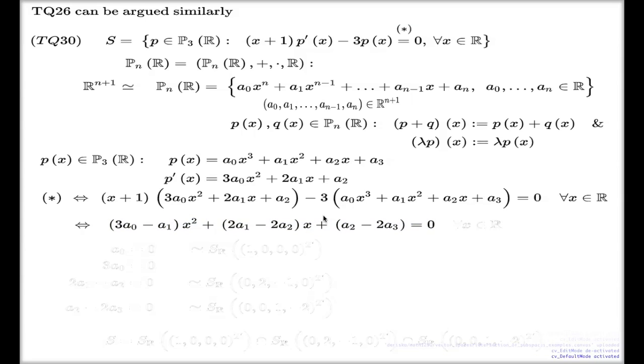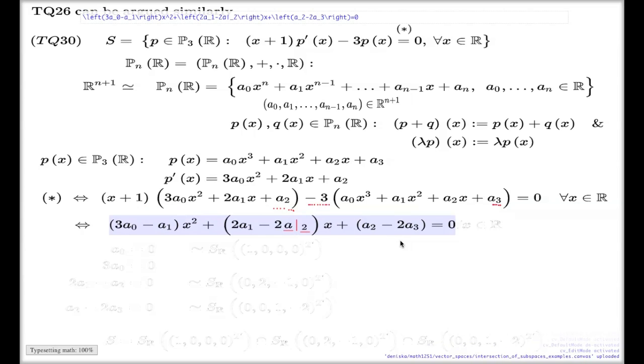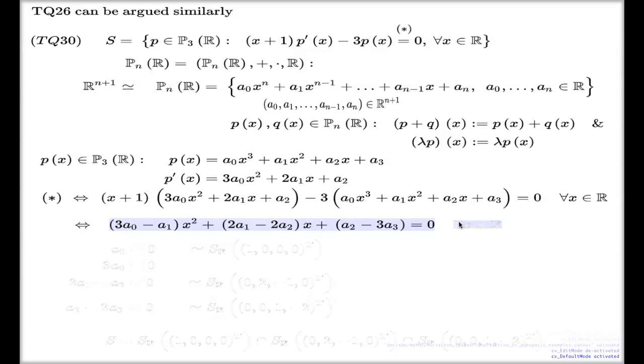And the last one, the constant coefficient, appears only twice. It's this one with this a2 and this negative 3 with this a3. So here it will be 2 should go into 3. And that's the correct expansion of the asterisk condition.